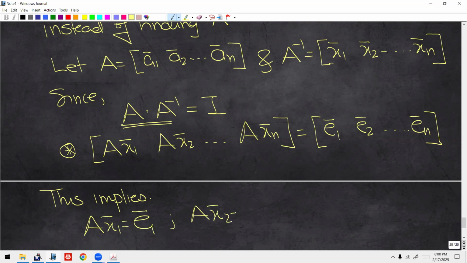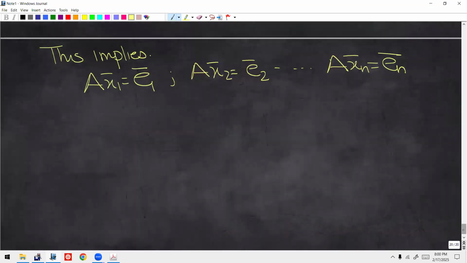AX2 should equal E2. And so on. AXn should equal En. So if we only want a particular column, we just solve that system. These are systems, really. We have n systems. We don't want to solve all of them. That's tedious. But if you're only interested in one particular column, we just solve the system for that particular column.